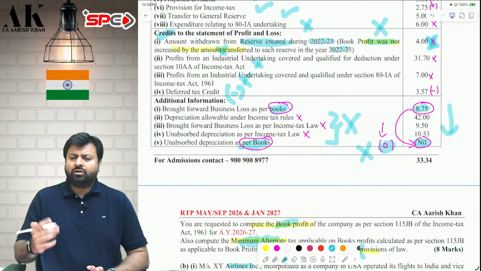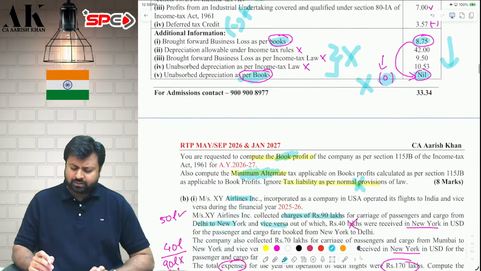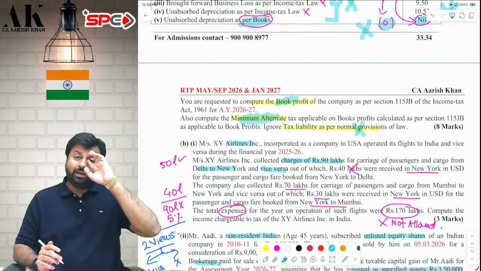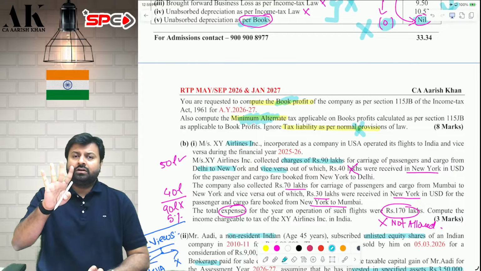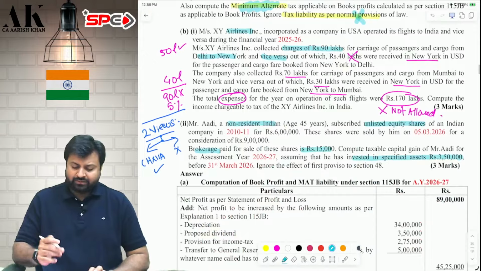And in this question, we are not computing tax as per normal provision. We are computing only as per MAT. After that, apply 15% tax. Apply surcharge if applicable. If not applicable, ignore. Then 4% cess will apply. As simple as that, a very simple question.